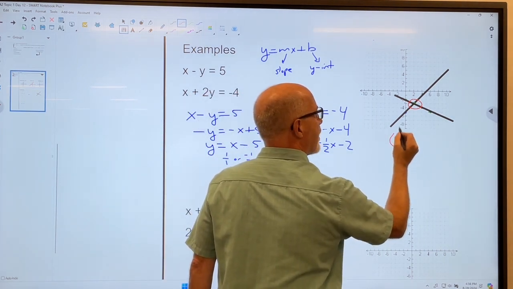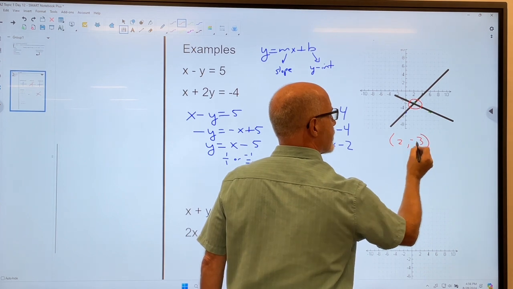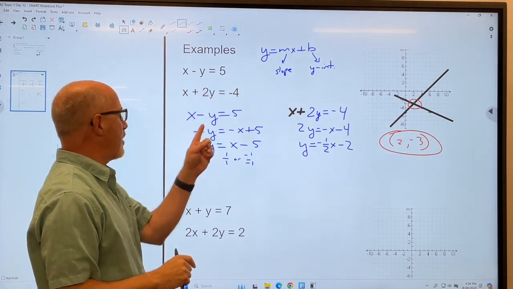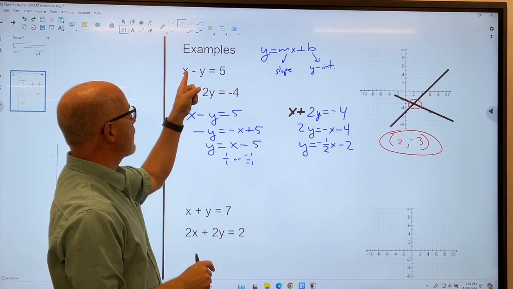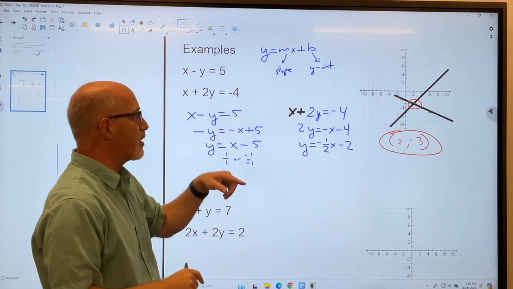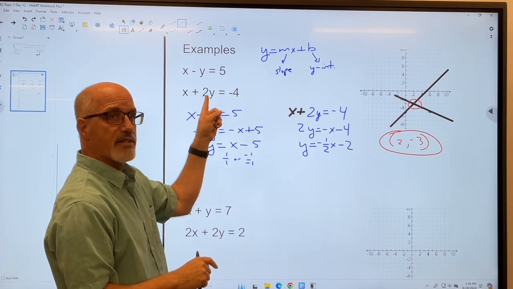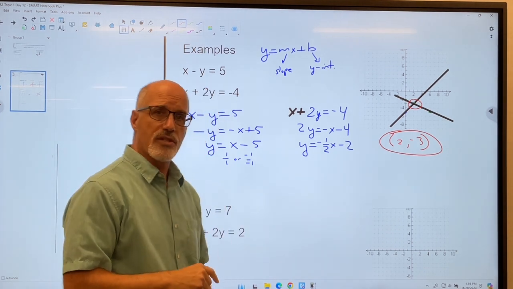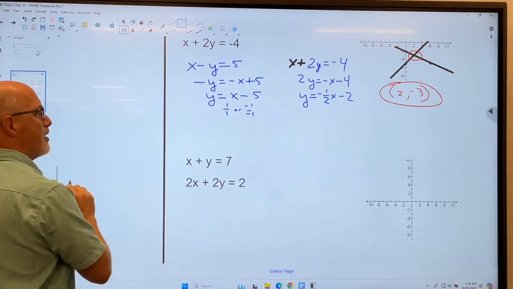So my ordered pair answer will be 2, -3 for a solution. Now let's double check that. What that means is it should go into here and be correct. So if you put in 2 for x and -3 for y, 2 minus -3 is 2 plus 3, or 5, that works. Let's put in the second one, 2 plus 2 times -3 is -6, 2 plus -6 is -4. That's the solution to those two. All right, so that's solving a linear system using graphing.